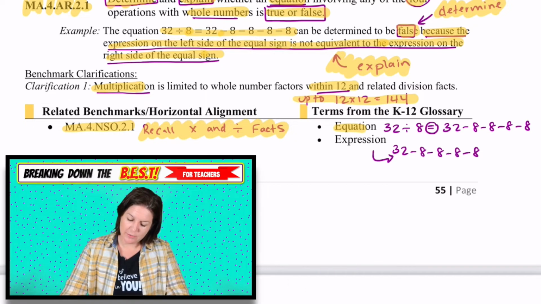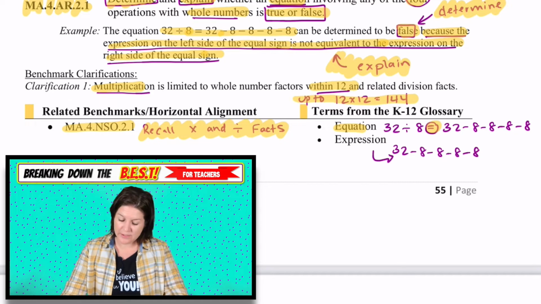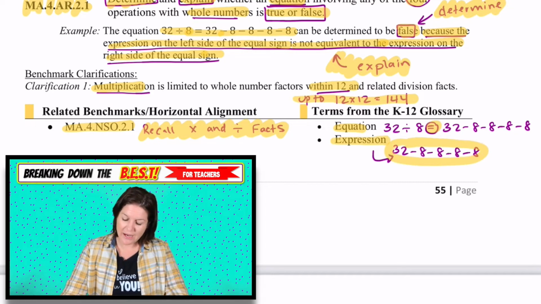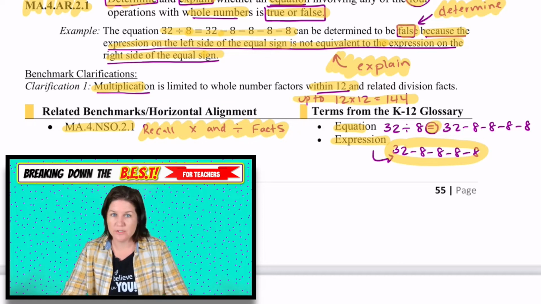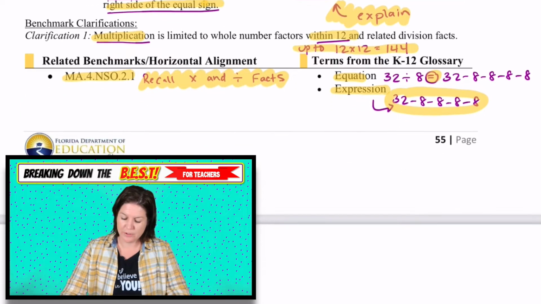Equation. This is an example right here of an equation, like in the example, because it has an equal sign, where an expression is just the piece of it without really considering the equal sign. It's just the numbers and the operations in the problem.